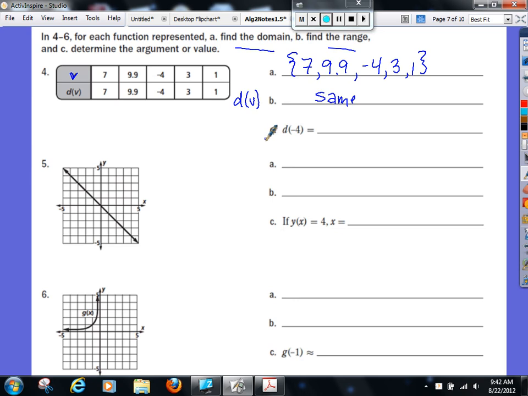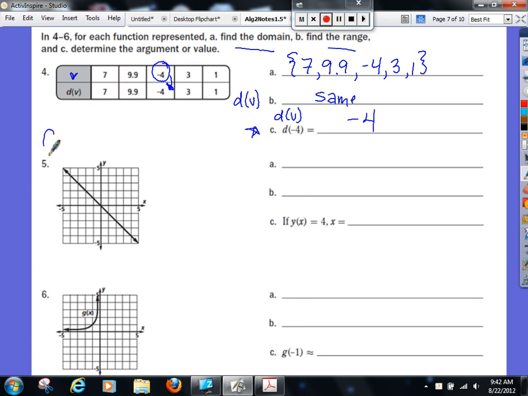Okay, this is important. What is this asking me? D of negative 4. That's the same thing as saying D of V. What is replaced here? The V is replaced here, so they're asking what is the value of the function when V is negative 4? When V is negative 4, what is the value of the function? Negative 4.